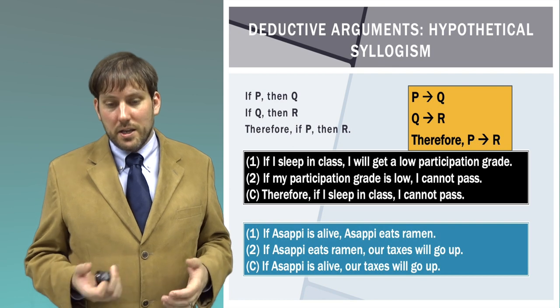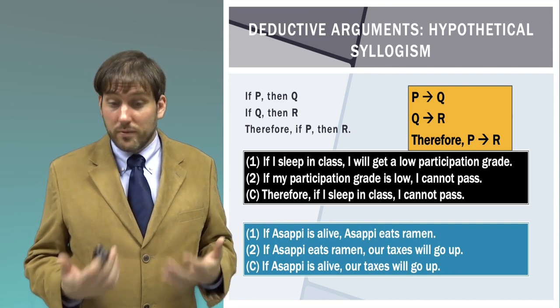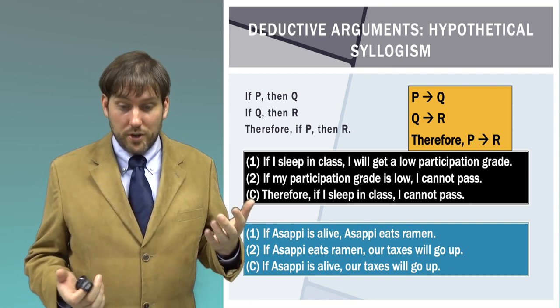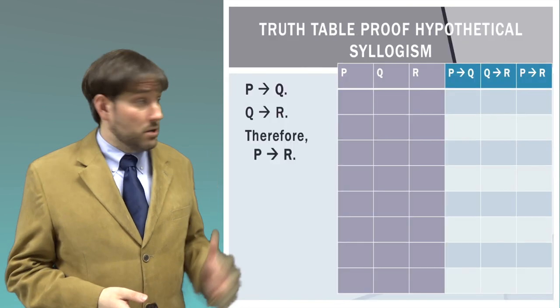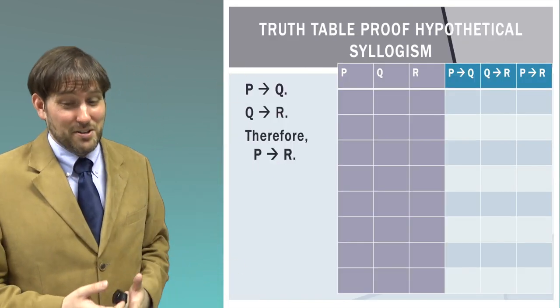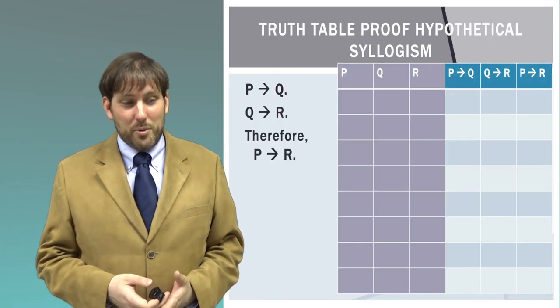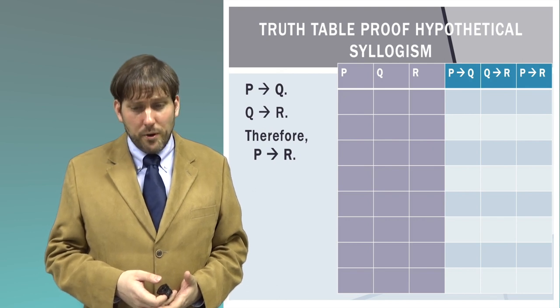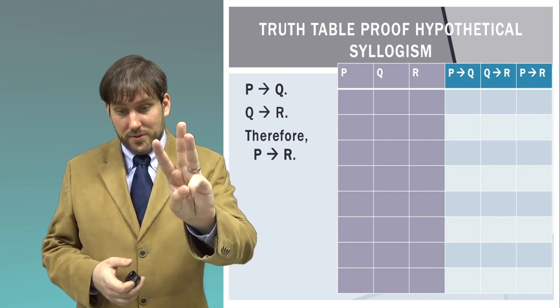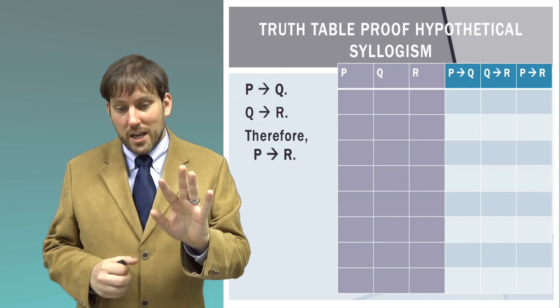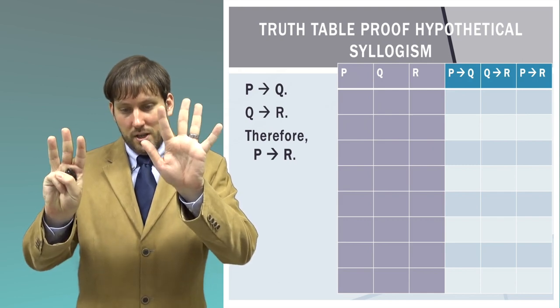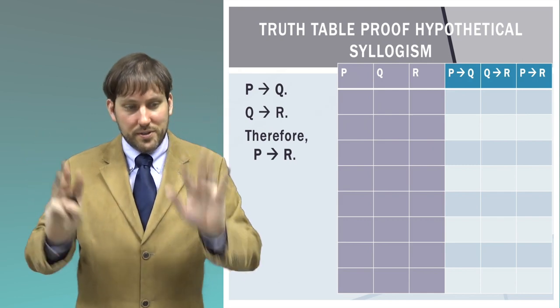Asapi is the name of the character for the city of Asahikawa, for anyone who's watching this that's not from here. So here we've got a much taller table than any of the other ones. All right, what are we going to do here? When we have three variables, we have eight different possibilities. What are these eight possibilities?